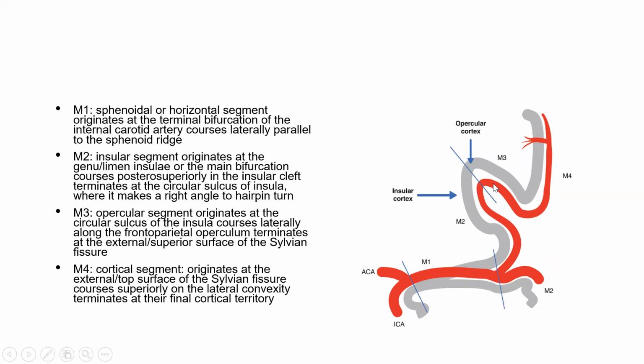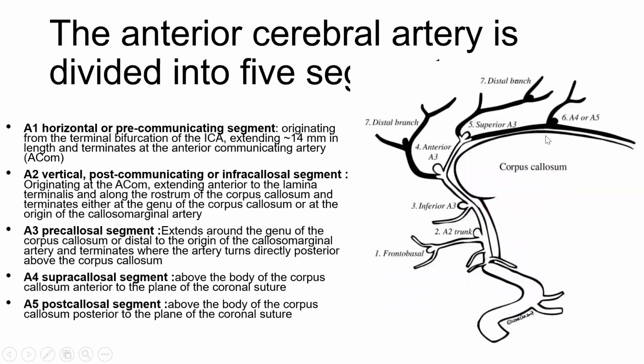This is the segment that originates at the circular sulcus of the insula, courses laterally along the frontoparietal operculum, and terminates at the external surface of the sylvian fissure. And then comes this M4 cortical segment that originates at the external surface of the sylvian fissure and courses superiorly on the lateral convexity and terminates at the final cortical territory.